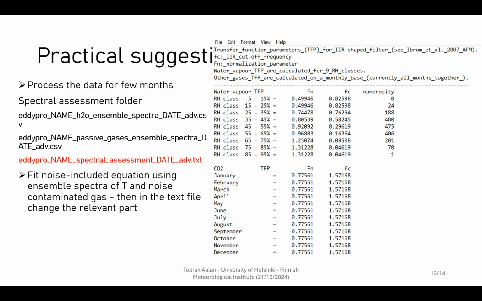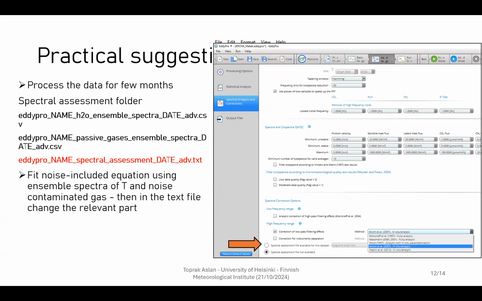So simply update this info in the file and then save the file. Later come back to EditPro. In the spectral assessment section, select this option that I show with the arrow in there. This is the spectral assessment file available for this dataset. Then simply upload this file here, and this is going to override all the assessment, and it is going to use the better response time estimated with the new method already, and then you get your data updated.